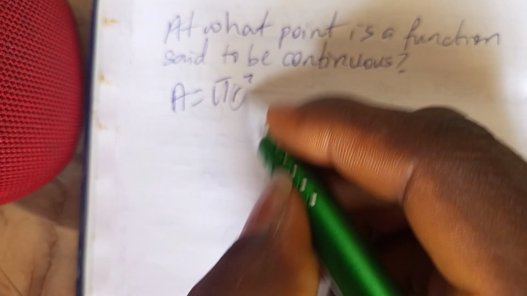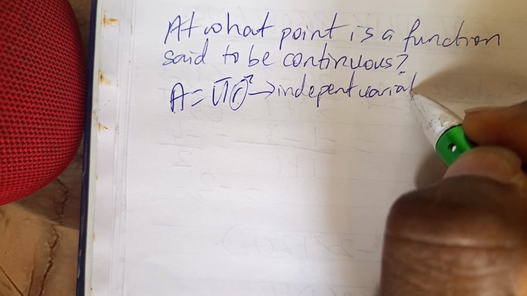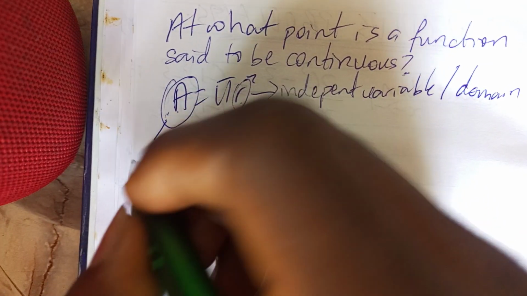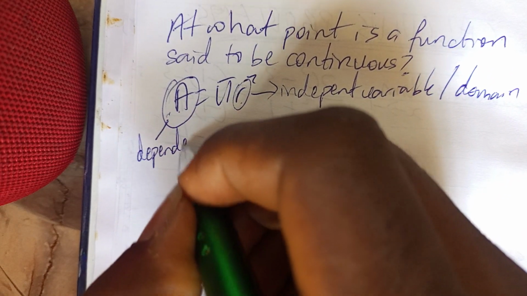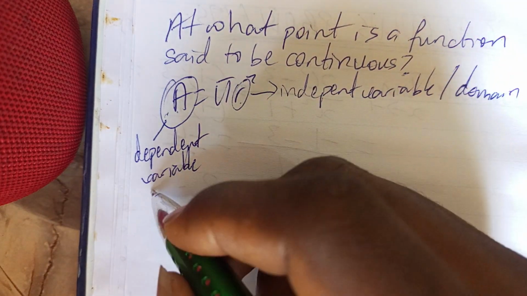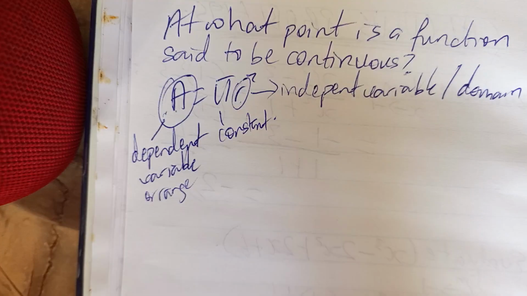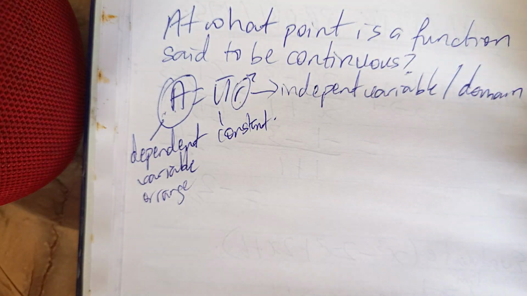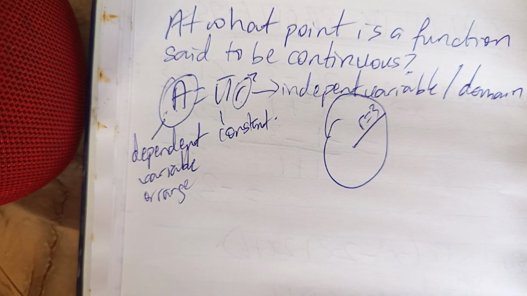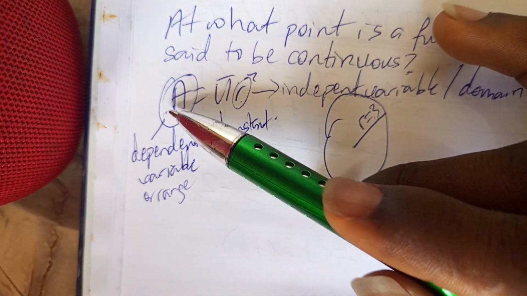So r here now is the independent variable or the domain, while A here is the dependent variable, alright, or the range, and this is a constant. Okay, so A is depending on the value of r. When we have a circle and we know r is 3, for example, 3 squared times 22 over 7 will now give us A. So A is depending on the value of r.